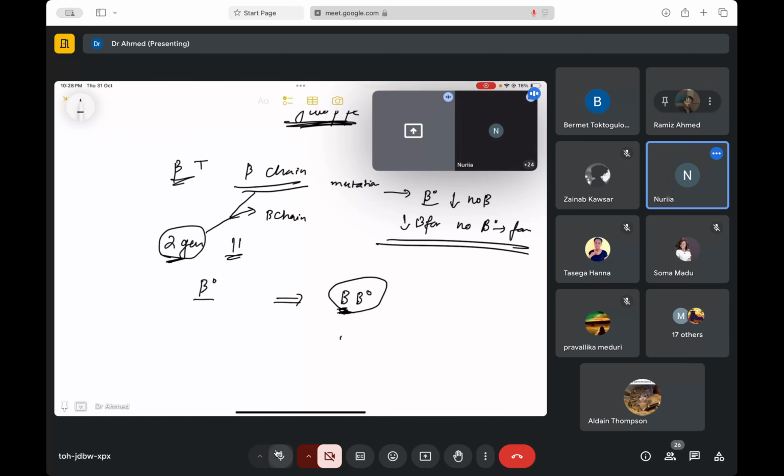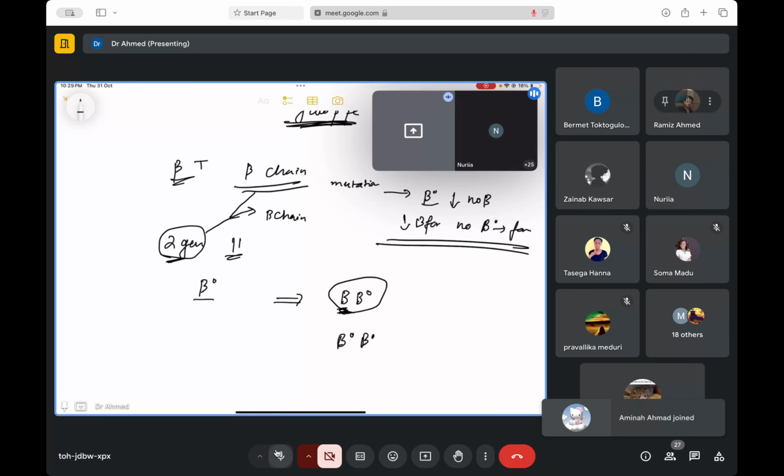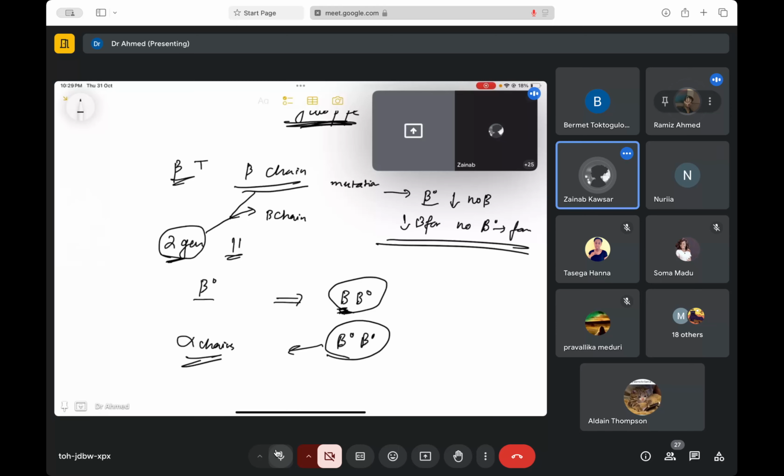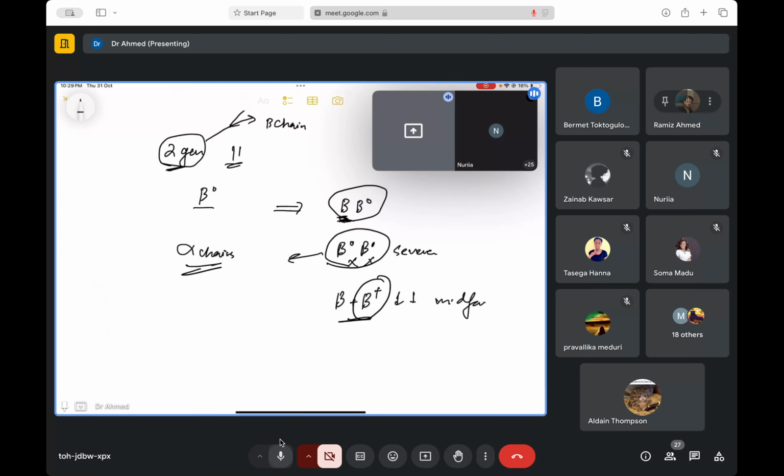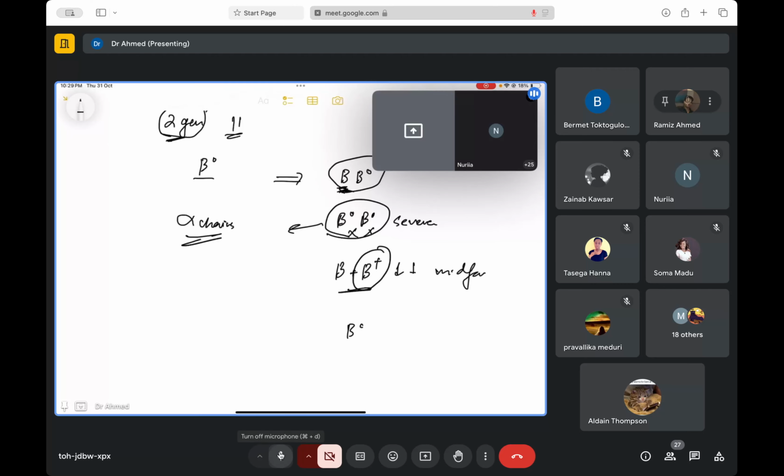What if you have beta naught plus beta naught, no beta chains? Then you are going to see tetramers of alpha chains, right? Yes. Okay. So it's a severe form, right? Yes. Okay, so like we were talking about. What if we have beta plus, that is less hemoglobin being formed? It's also a mild form, right? Yes, mild thalassemia.